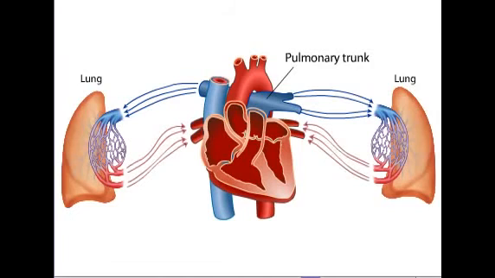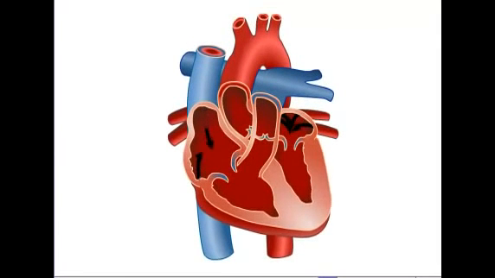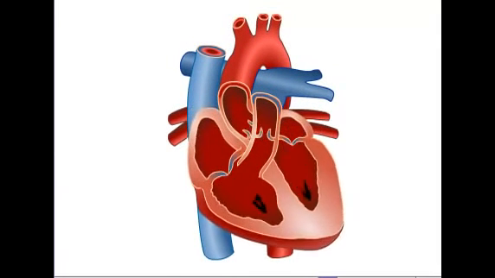The blood then returns from the lungs to the left side of the heart, replenished with oxygen and cleared of much of its load of carbon dioxide. The pumping of the heart is a repeated cardiac cycle of relaxation and contraction of the atria and ventricles.